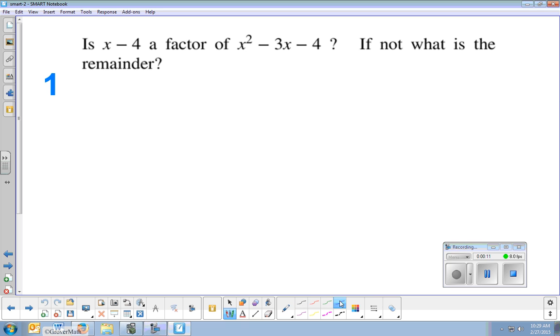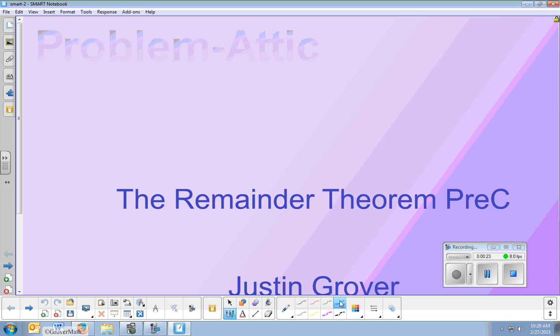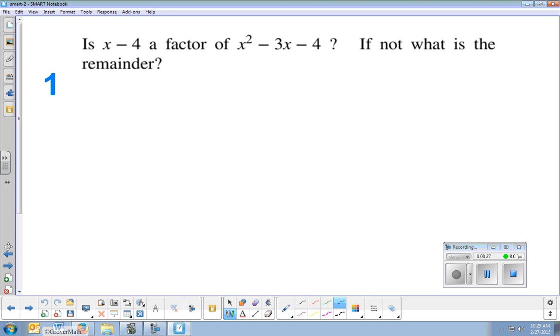So the past couple days, we've been practicing polynomial long division. But every one of those examples was designed so that they were factors and your remainder was a 0. The remainder theorem basically is that if your remainder equals 0, then it is a factor, which we know translates to a root.